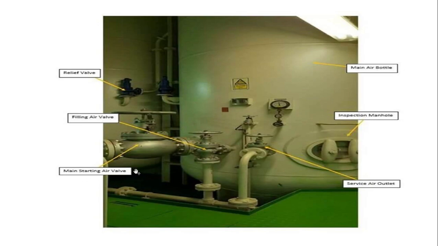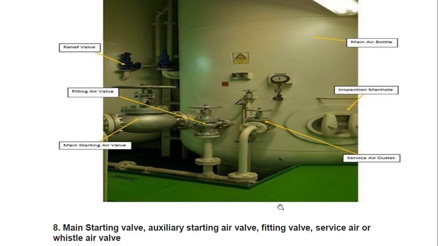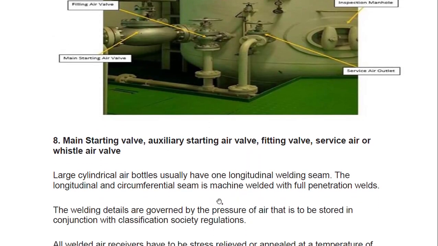Now we have the main air starting valve, the main starting valve for the main engine. We have this service air outlet. Okay, this is the service air outlet. This is the main air bottle. We have pressure gauges. We have this inspection manhole door that we are talking about, and it is elliptical in shape, and you can see here the compensation ring that we were talking about. Now the main starting valve, auxiliary starting air valve, filling valve, service air or whistle air valve.